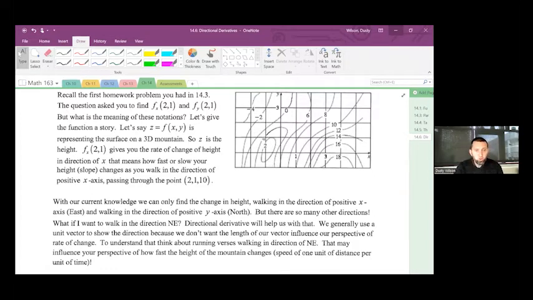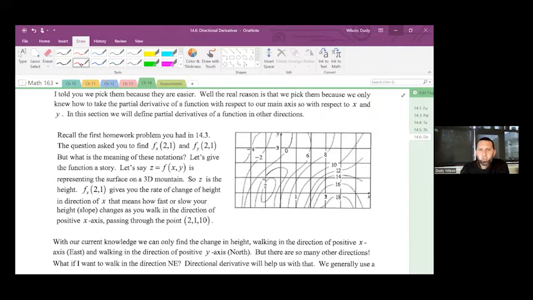We generally use a unit vector to show the direction because we don't want the length of our vector to influence our perspective of the rate of change. To understand that, think about running versus walking in the direction of northeast. That may influence your perspective of how fast the height of the mountain changes, the speed of 1 unit of distance per unit of time.